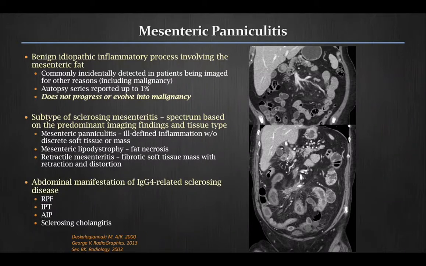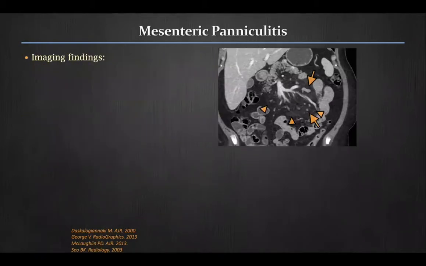Mesenteric panniculitis is also considered to be a subtype or a component of IgG4-related sclerosing disease, which includes other bizarre idiopathic inflammatory entities like retroperitoneal fibrosis, inflammatory pseudotumor, autoimmune pancreatitis, and sclerosing cholangitis.